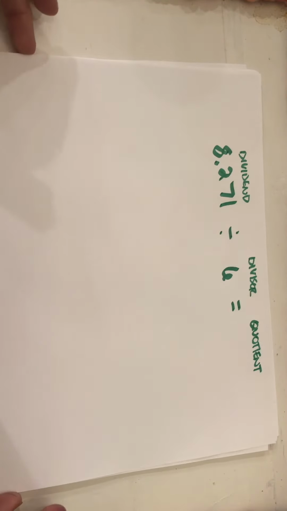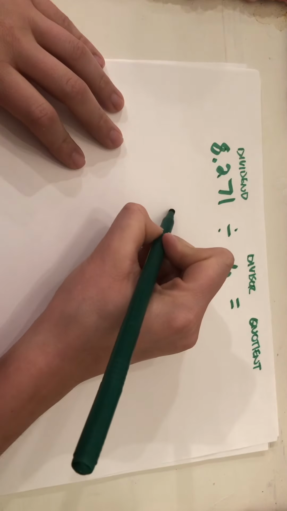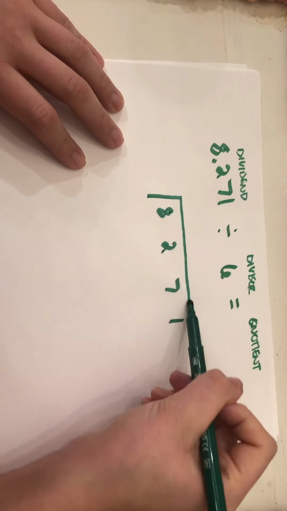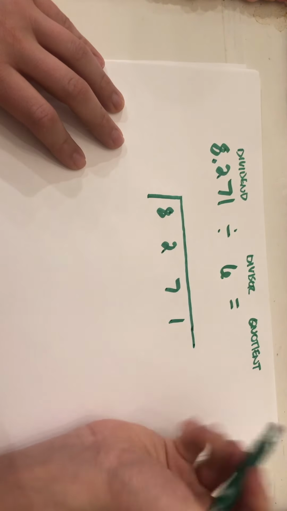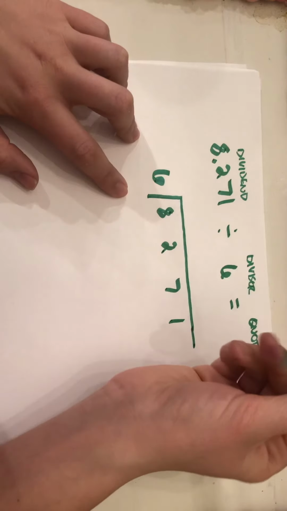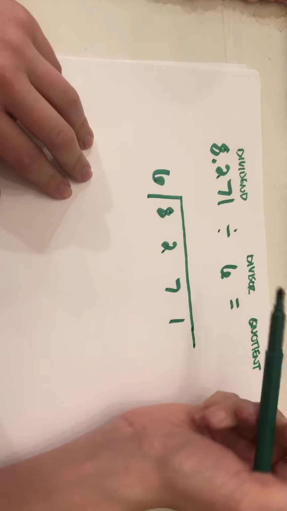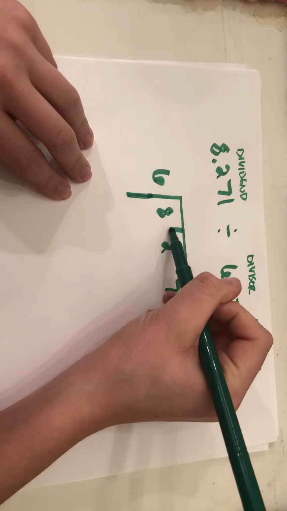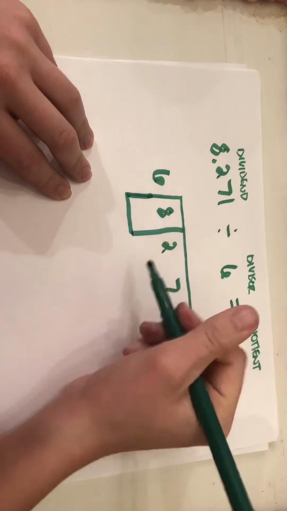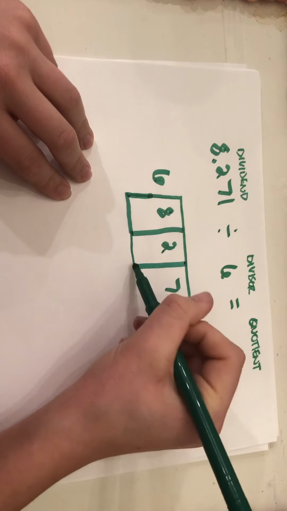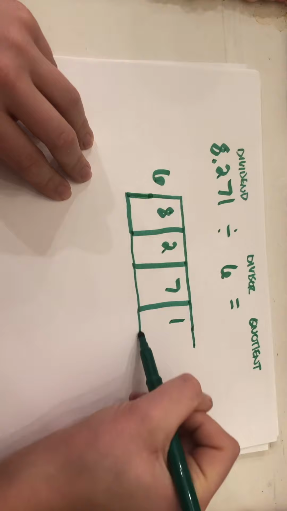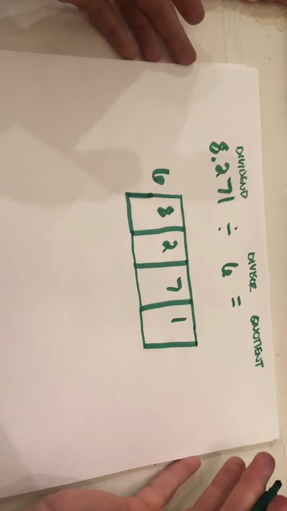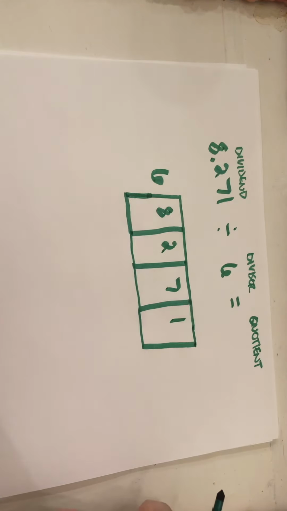So we want to write out our equation. We're going to put our dividend under the long division bar, and we've seen this before, right? And we're going to put our divisor on the outside. But the thing that makes this different is we're going to draw our boxes, because it's the box method. We're going to draw boxes around each digit of our dividend. Okay? It's going to go around each digit. There we go.